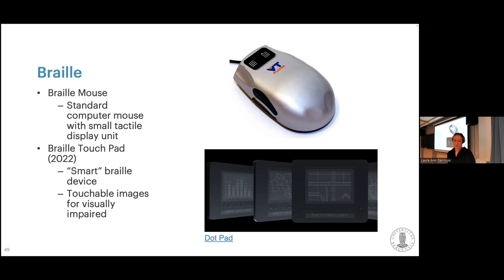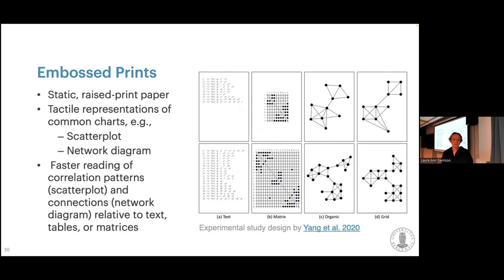This gives a lot of new options for people. We can also think about embossed prints. So these are static on raised paper. Tactile representations of common charts can be things like scatter plots or network diagrams, like I have in these two right columns from this study. And they enable faster reading of correlation patterns in the case of scatter plots compared to Braille text or tables, or in this case, it was comparing network connections in a network diagram against an adjacency matrix or Braille text.